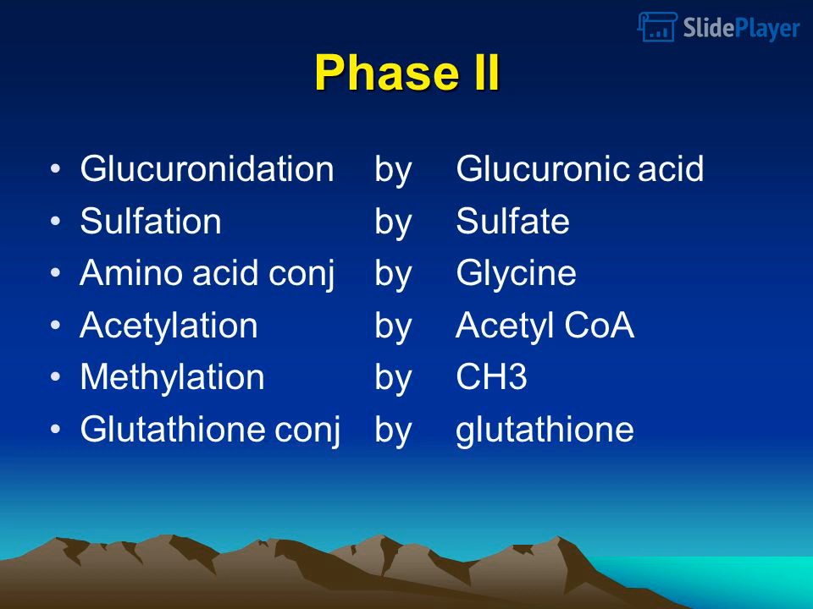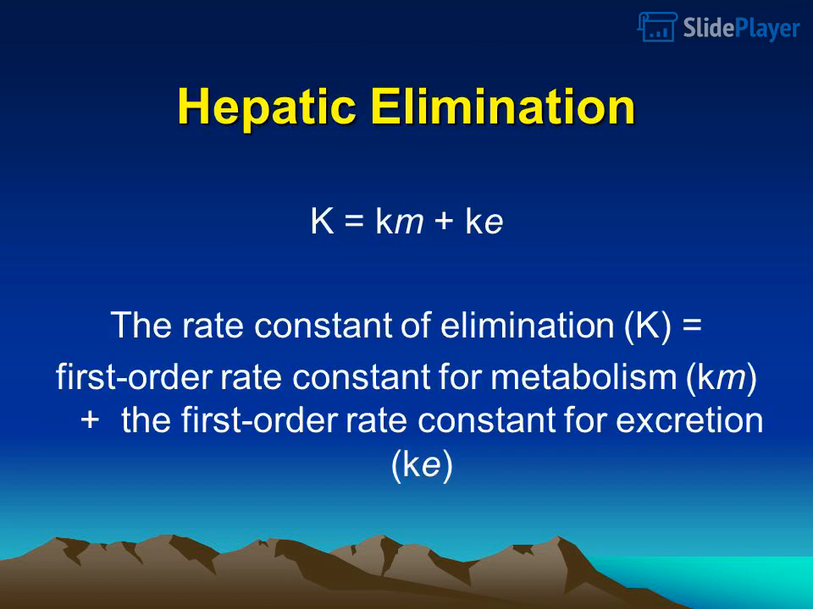Glutathione conjugation by glutathione. For hepatic elimination, the rate constant of elimination, K, equals Km plus Ke: the first-order rate constant for metabolism, Km, plus the first-order rate constant for excretion, Ke.